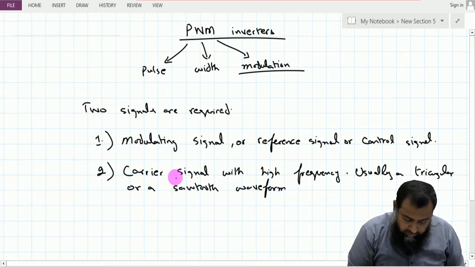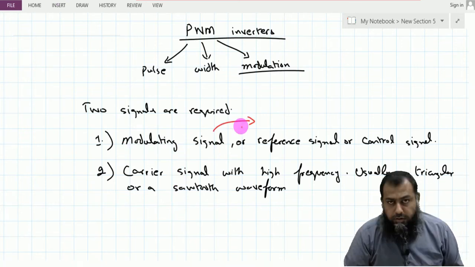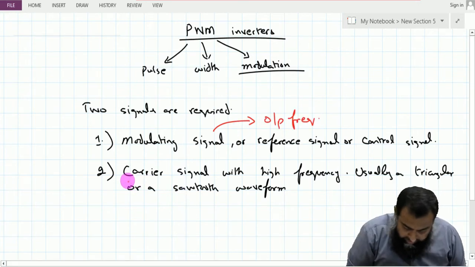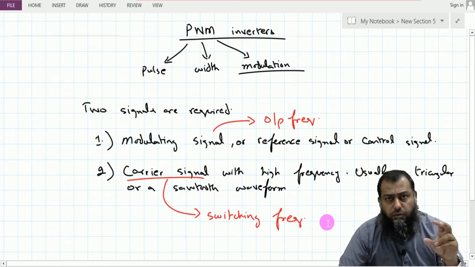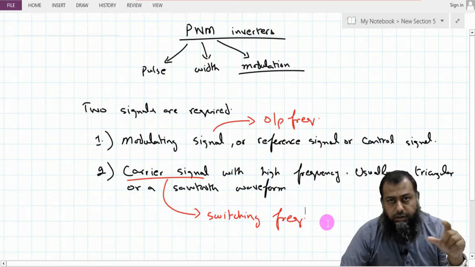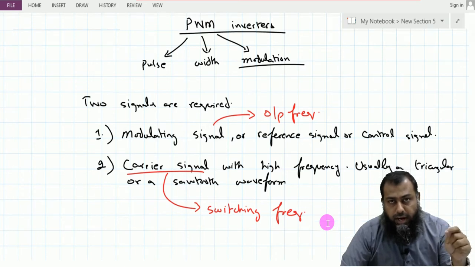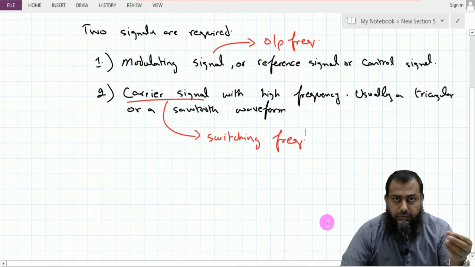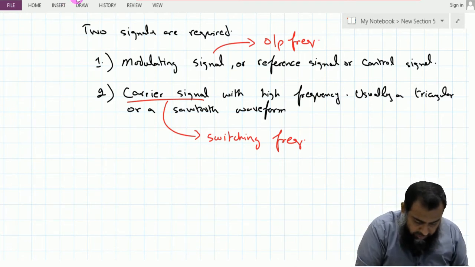Now, these two signals control important aspects. For instance, this particular modulating signal controls the output frequency, and this carrier signal determines the switching frequency at which the switches open and close. So the design revolves around these two important waveforms, because these two determine the pulse width modulation operation in the H-bridge circuit. So we have to see how these waveforms respond when we apply different schemes to this H-bridge inverter. There are two types of PWM schemes that we shall study.